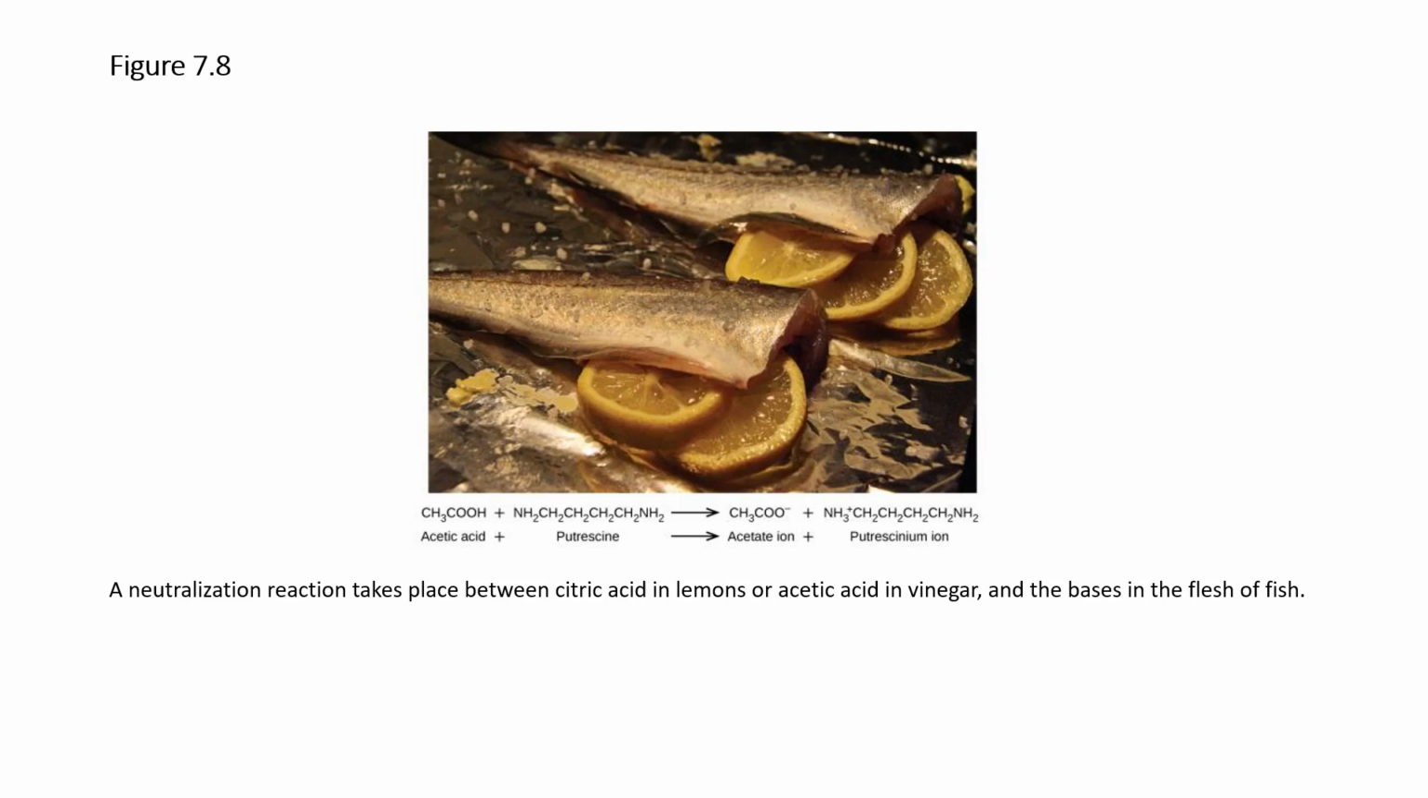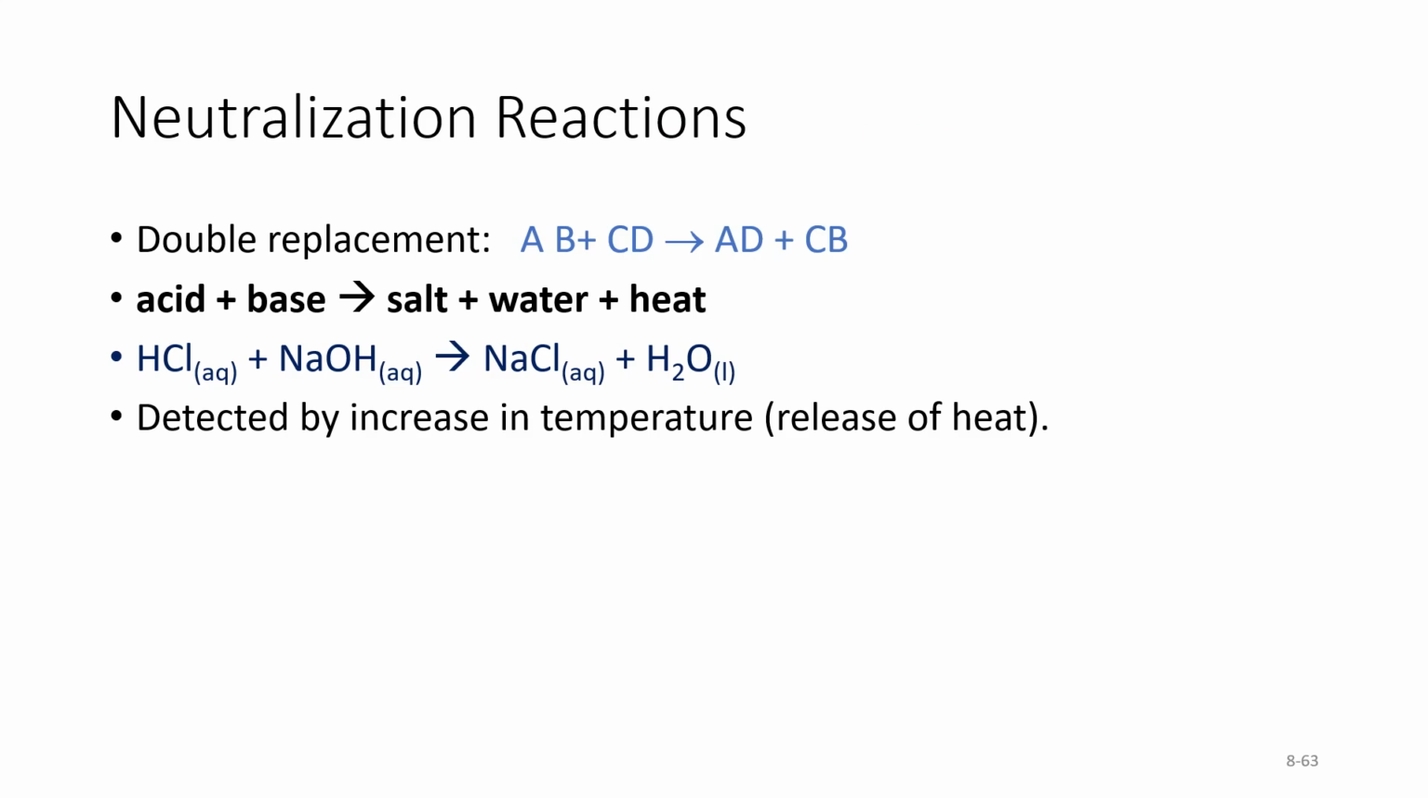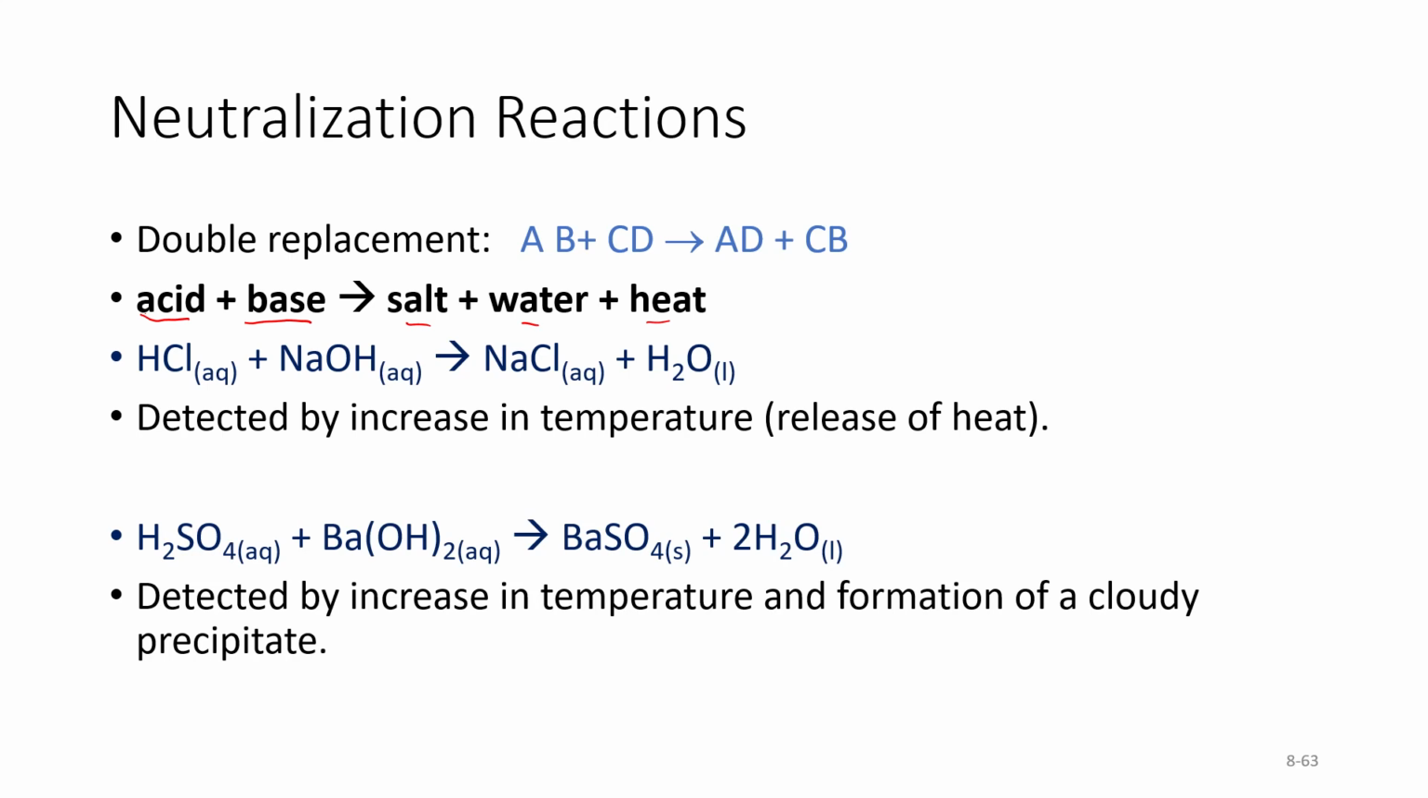A neutralization reaction takes place between citric acid and lemons, or acetic acid and vinegar, and the bases in the flesh of fish. So in a neutralization reaction, you have an acid combine with a base, and their properties cancel each other out to create salt, water, and heat. Acid-base reactions are detected by an increase in temperature. So this is an example of an acid-base reaction.